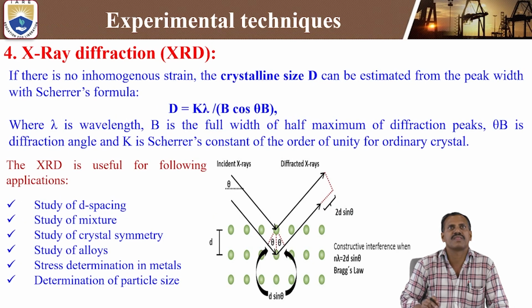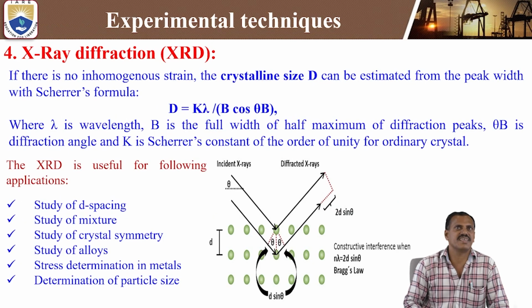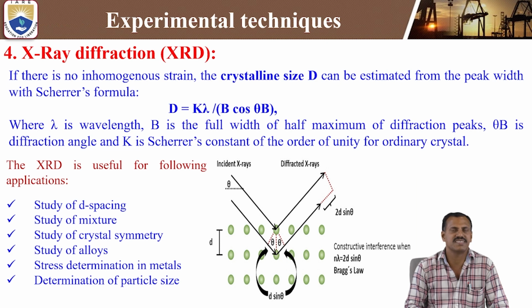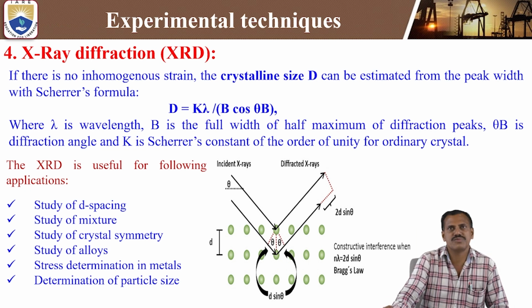Next, X-ray diffraction, that is XRD. If there are no inhomogeneous strains, the crystalline size D can be estimated from the peak width with the Scherrer formula. That comes from Bragg's law. The working principle of XRD is Bragg's law, and by using Bragg's law, we can measure the crystal size D value.